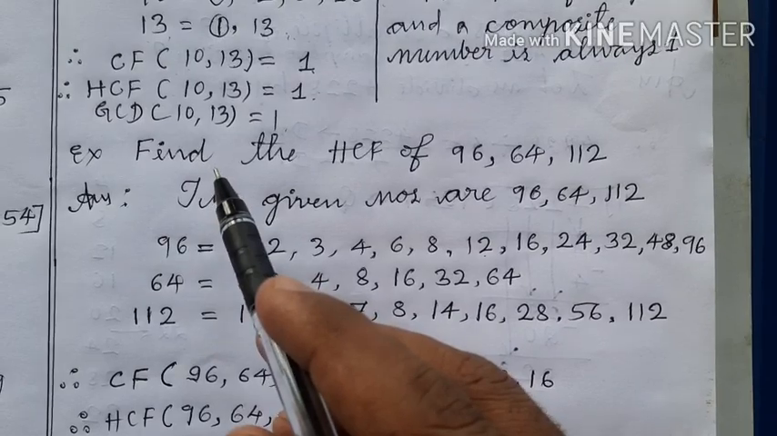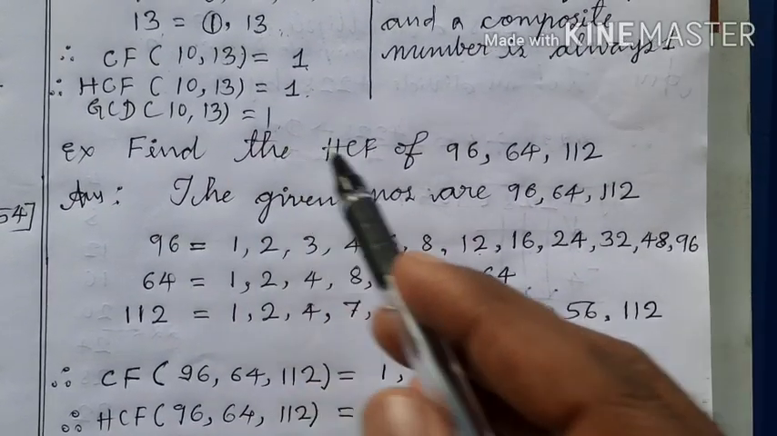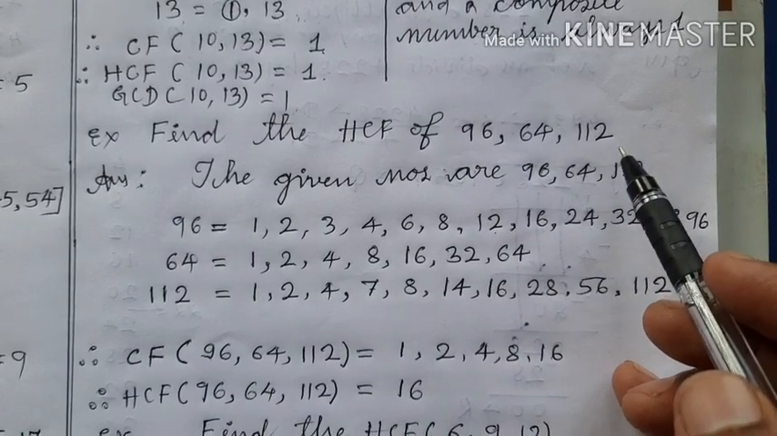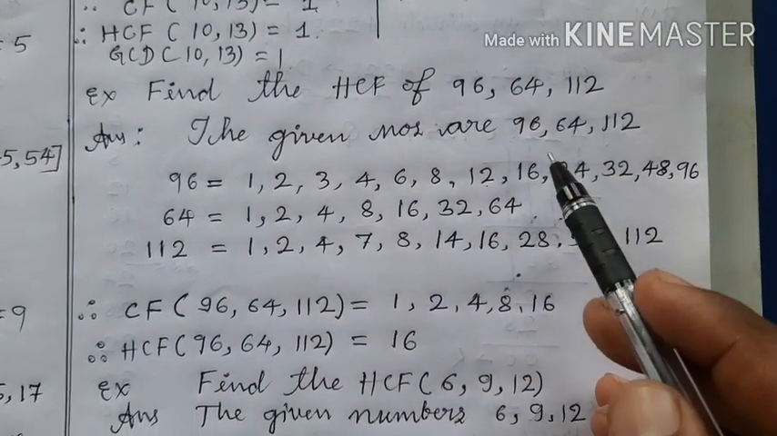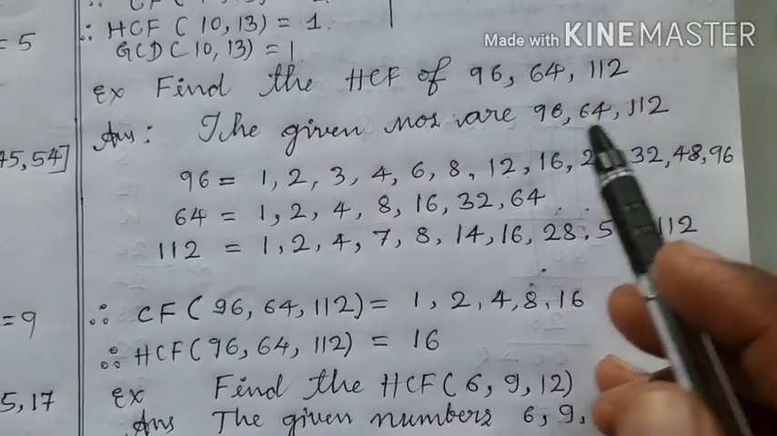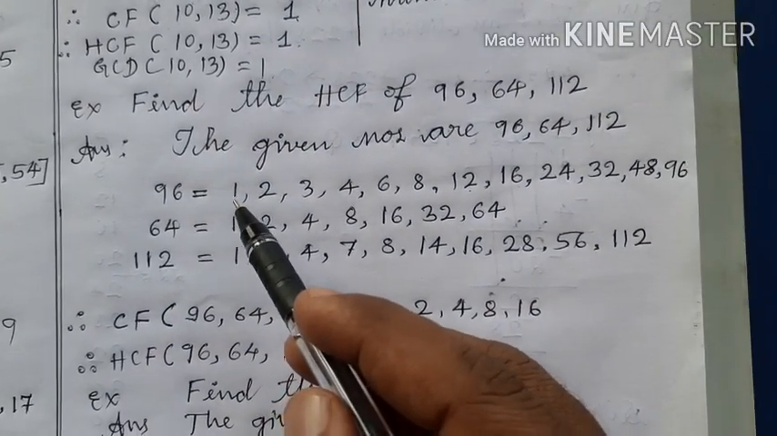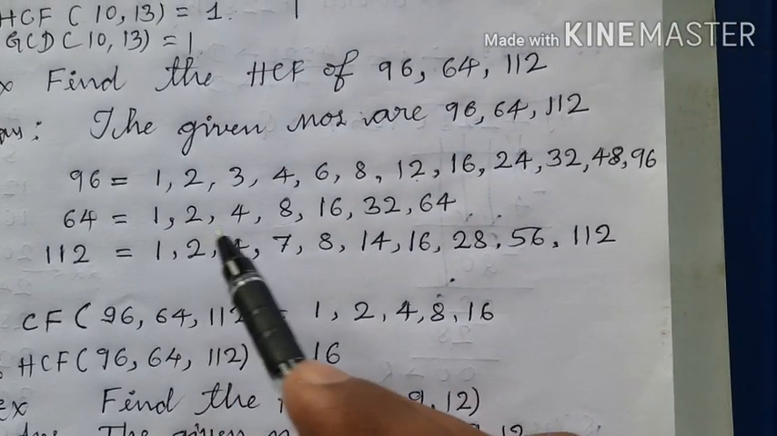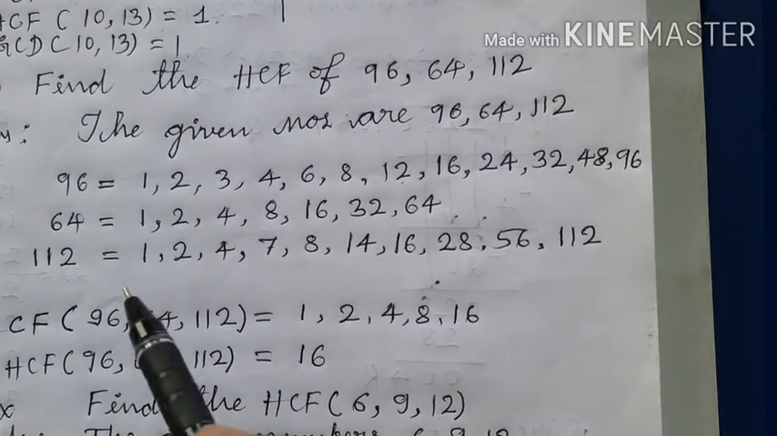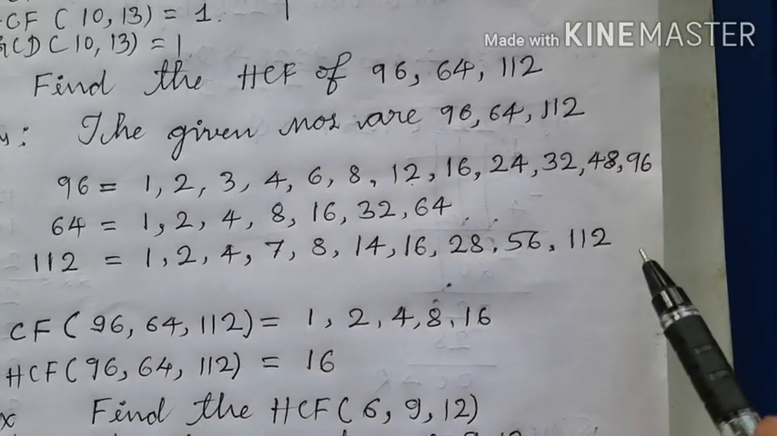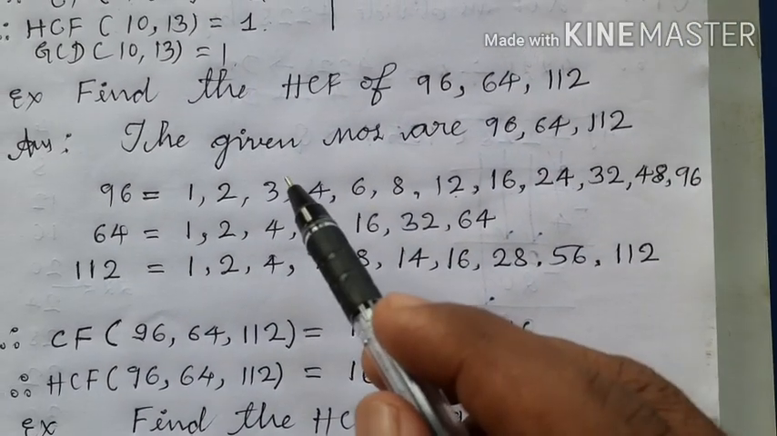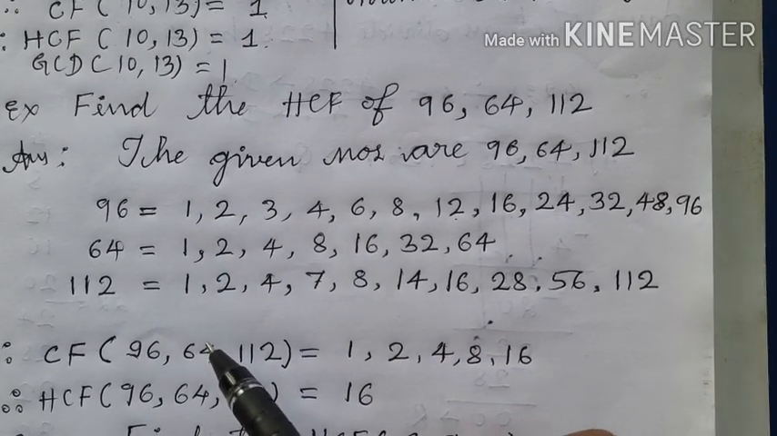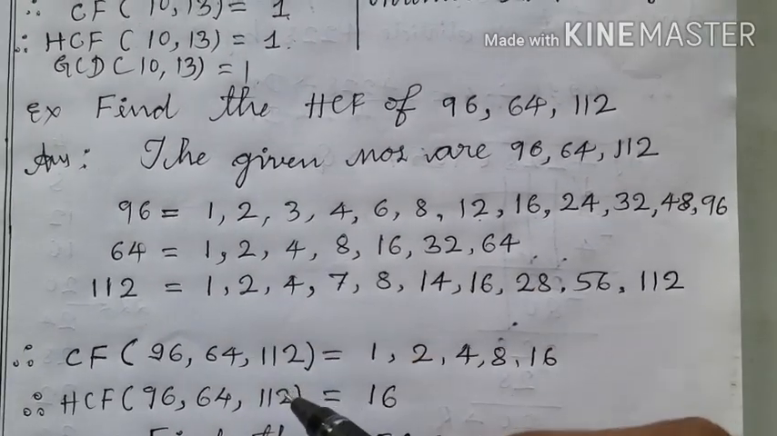Okay children. One more example. Find the HCF of 96, 64 and 112. The given numbers are 96, 64 and 112. I have listed the factors of 96 here. And the factors of 64 here. And the factors of 112 here. Among the factors of 96, 64 and 112, let us select the common factors.